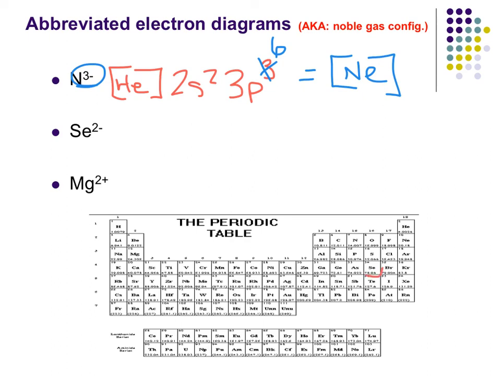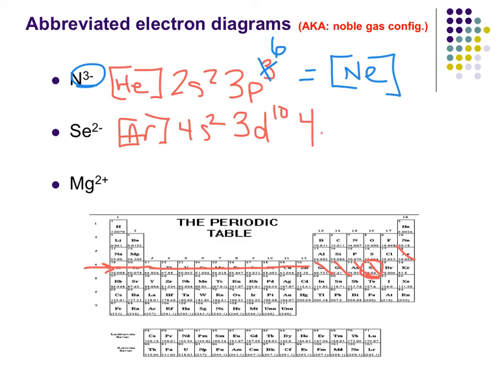Now let's look at selenium. Selenium is a little bit further down on the periodic table, down here in our 4th period. The noble gas before that is argon, so that's where I'm going to start, abbreviating argon, which means then I'm going to be able to start on this 4th period with 4s2. Remember what comes next with the d block? You've got to drop down to 3d10. And then we'll go across to the p block where you've only got 1, 2, 3, 4 blocks until you get to selenium. So this would be 4p4.